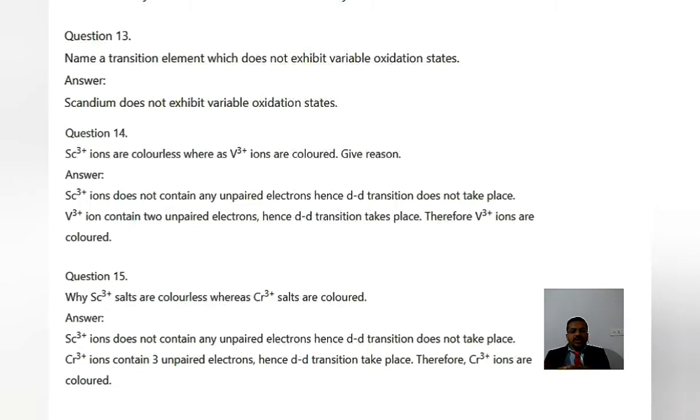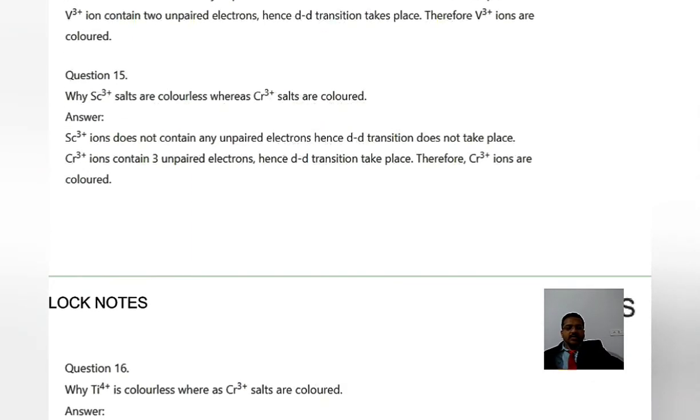But in the case of V3+, if you write the electronic configuration, you can see that there are 2 unpaired electrons. If there are 2 unpaired electrons, a d-d transition is possible from eg to t2g and vice versa, and thereby V3+ ions are colored. The 15th is a similar question. Why are Sc3+ salts colorless while Cr3+ salts are colored? It's the same reason. Sc3+ ions do not have unpaired electrons, that is why they are colorless.